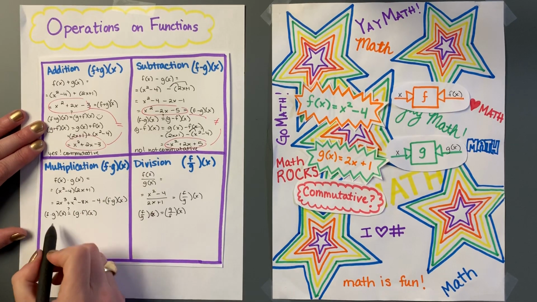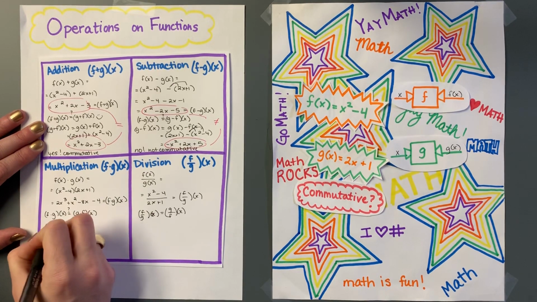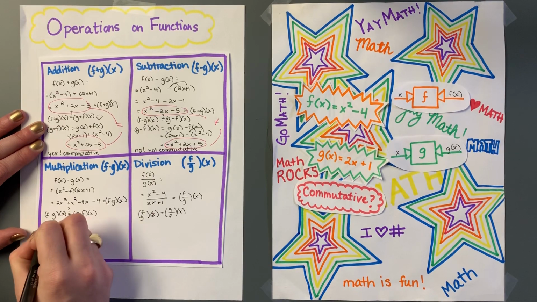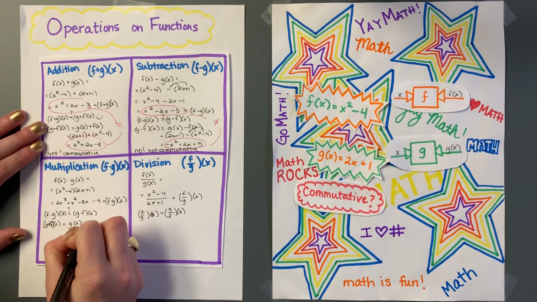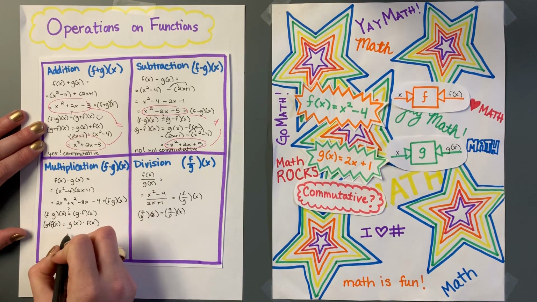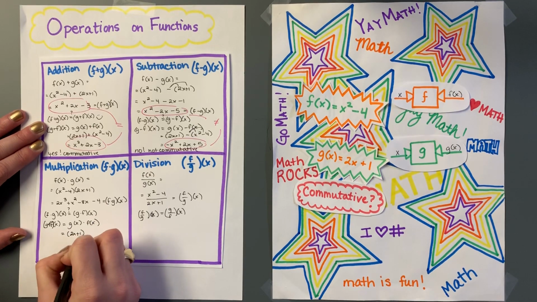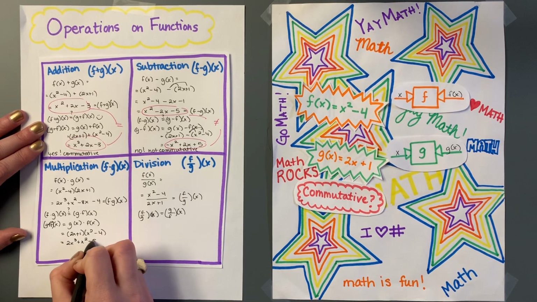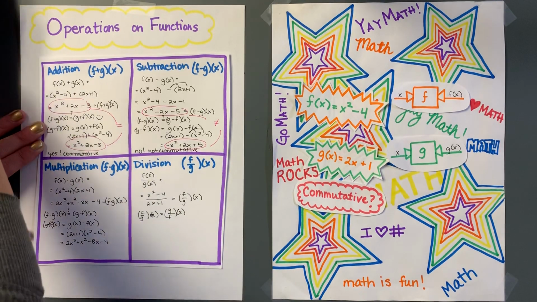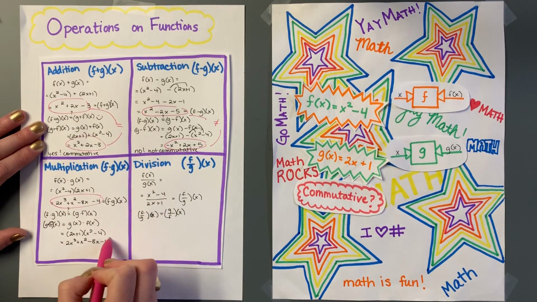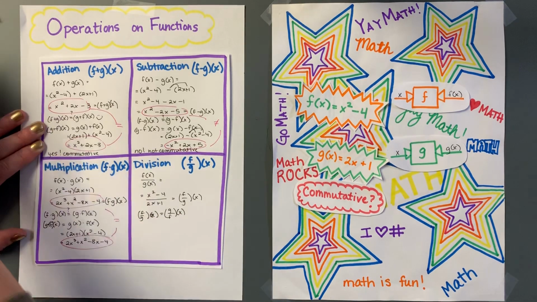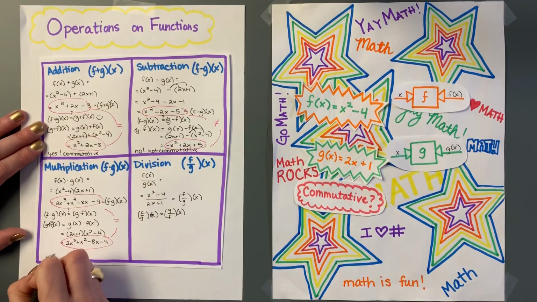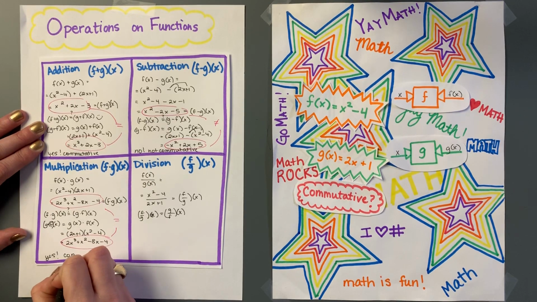Looking at multiplication, is this true? So let's look at g times f of x, which is g of x times f of x, or 2x plus 1 times x squared minus 4. Don't forget to distribute, and you end up getting 2x cubed plus x squared minus 8x minus 4. So what you see here is these are equal. So yes, multiplication is commutative.